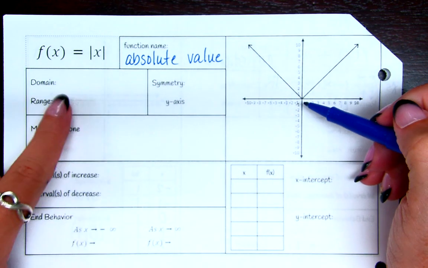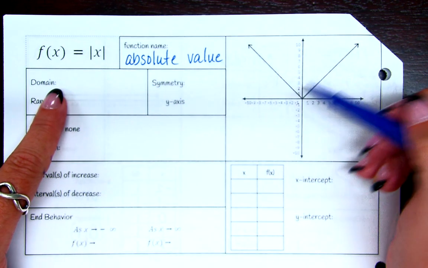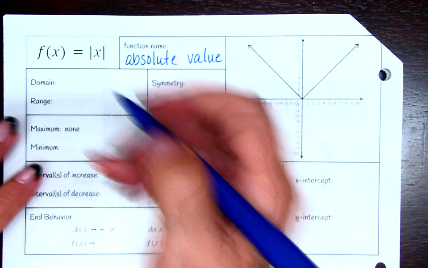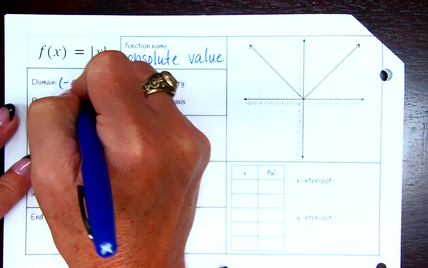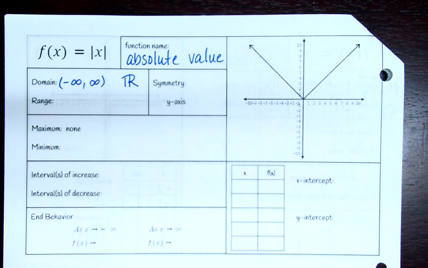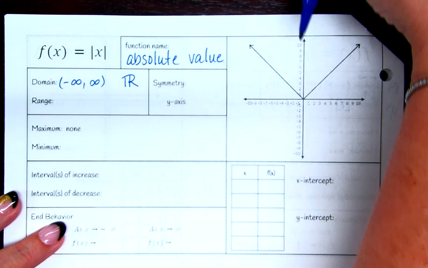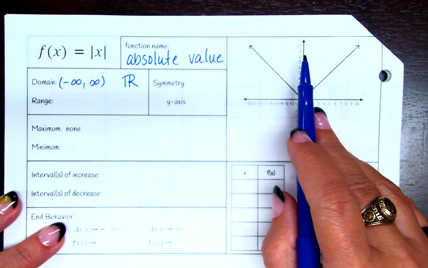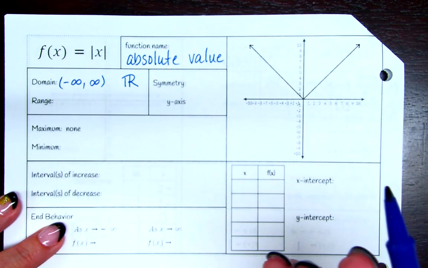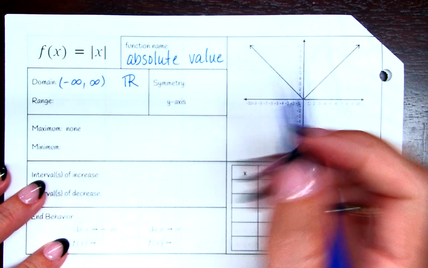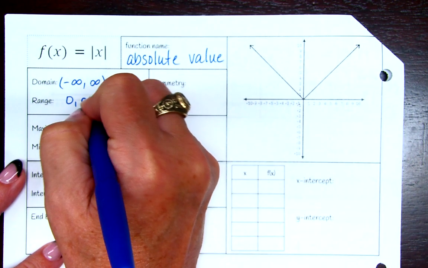So, let's look at the domain of the graph. How far to the left does it go? All the way. How far to the right does it go? All the way. So, negative infinity to positive infinity, or all real numbers. What about the range? How far down does it go? Oh, 0. How far up does it go? Okay, so this is a little different, right? It starts at 0 and goes all the way up.